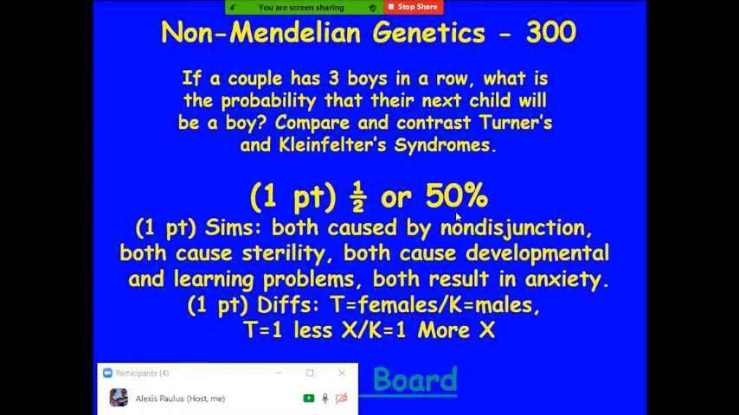Okay, so they're both caused by non-disjunction. They both cause sterility. They both cause developmental and learning problems. They both result in anxiety. And differences: Turner's is in females, Klinefelter's is in males. Turner's has 1 less X. Klinefelter's has 1 more X.